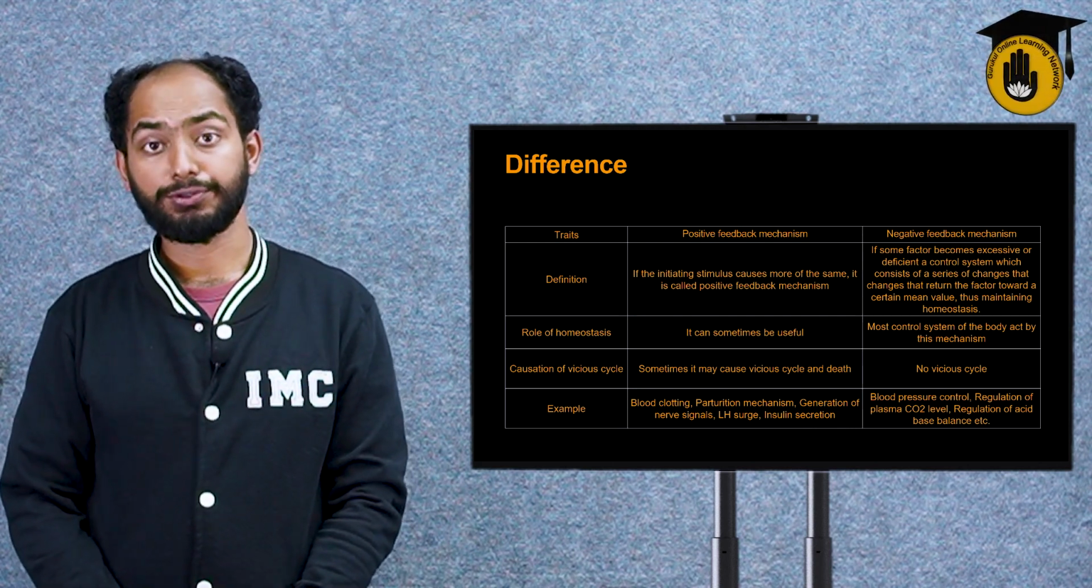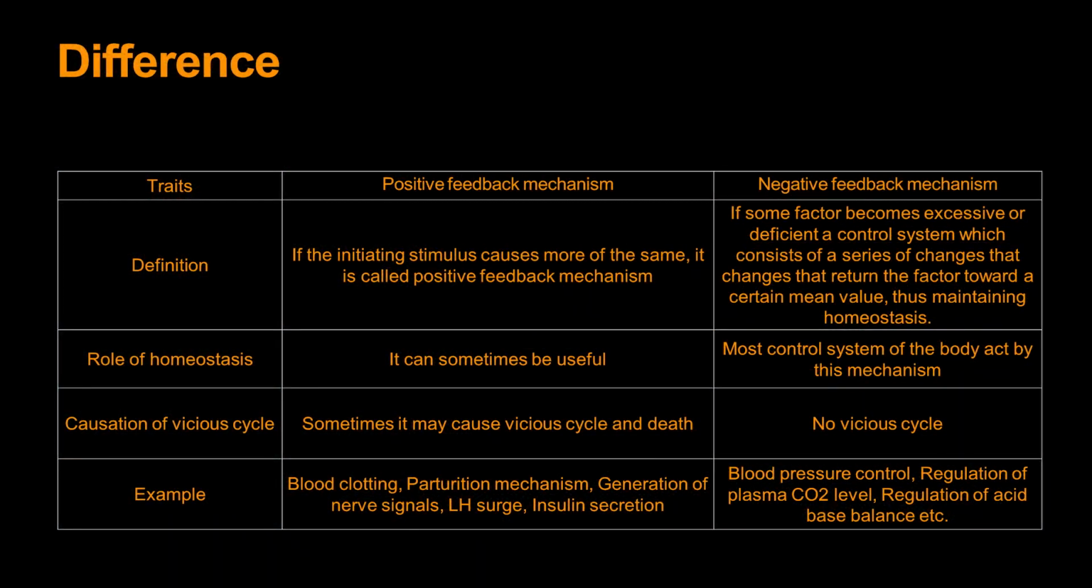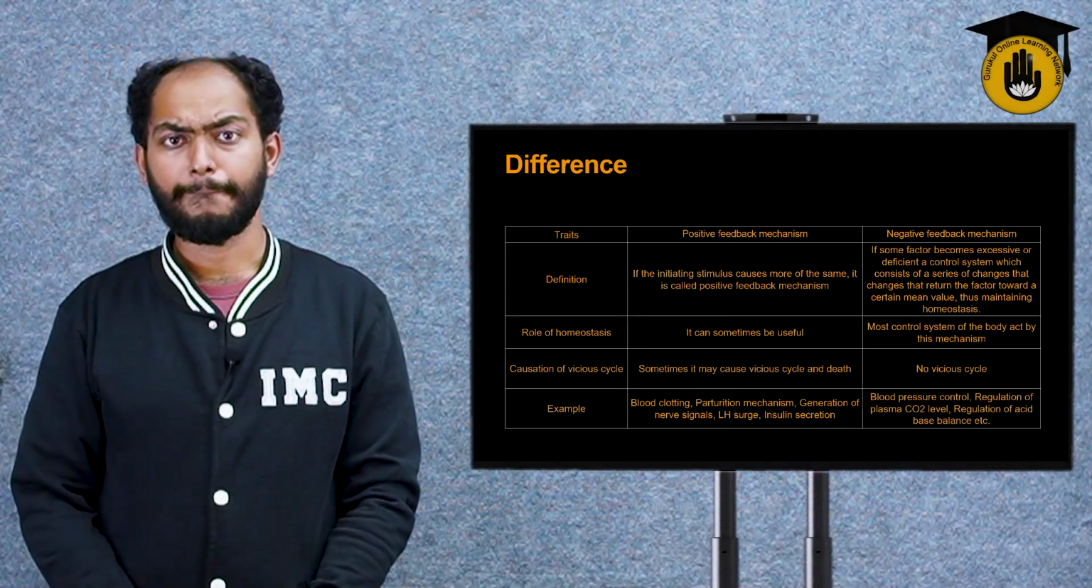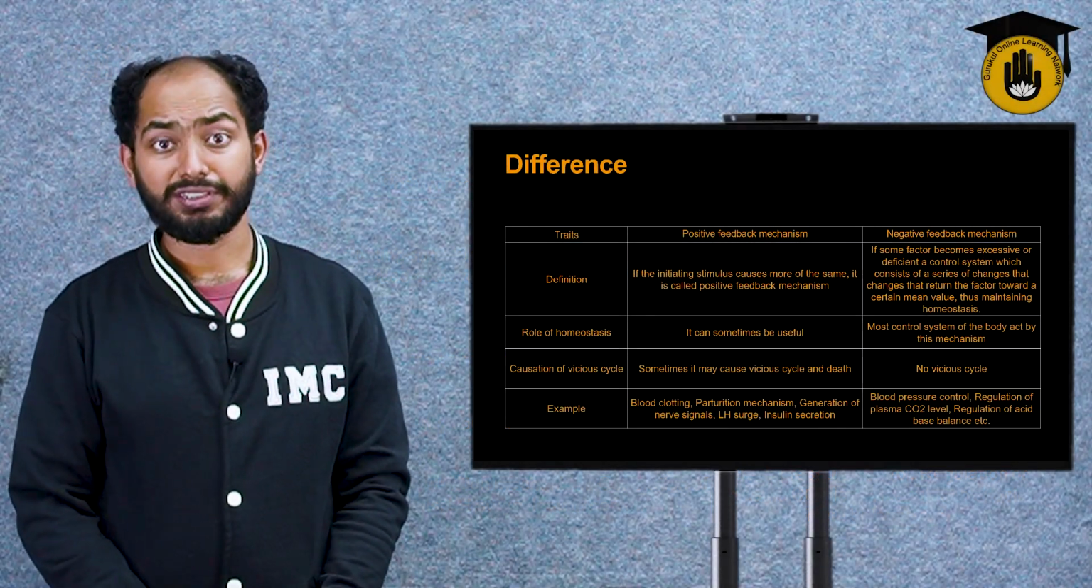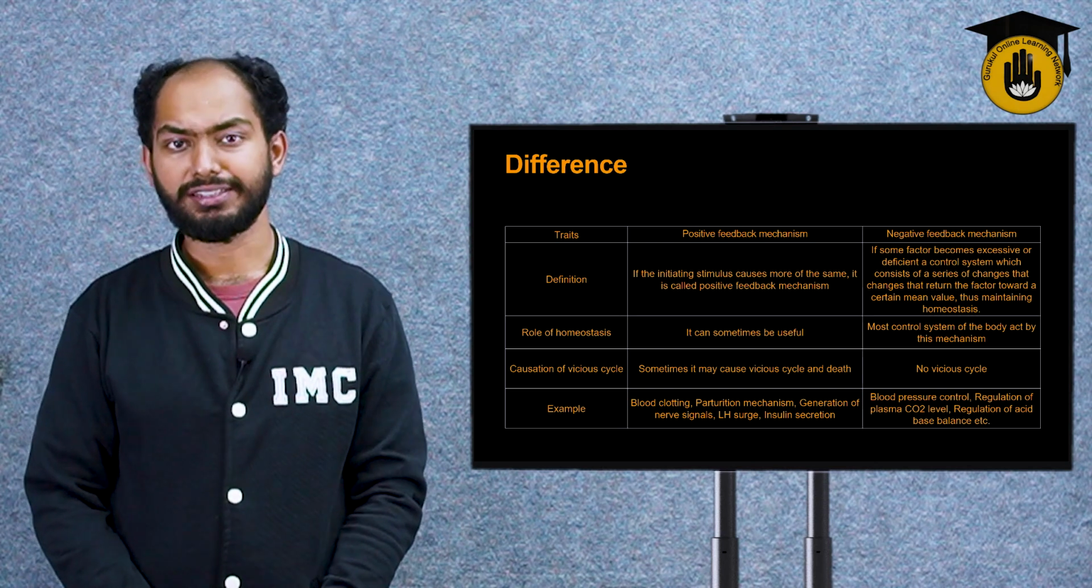Ultimately, we will have to know the examples. Blood clotting, the parturition mechanism, insulin secretion, and the LH surge all consist of positive feedback mechanisms. And in the negative feedback mechanism, there are blood pressure control, regulation of carbon dioxide level, and regulation of acid-base balance. All of these fall under our negative feedback mechanism. So these are very important topics, and we will have to know all the ins and outs of them.